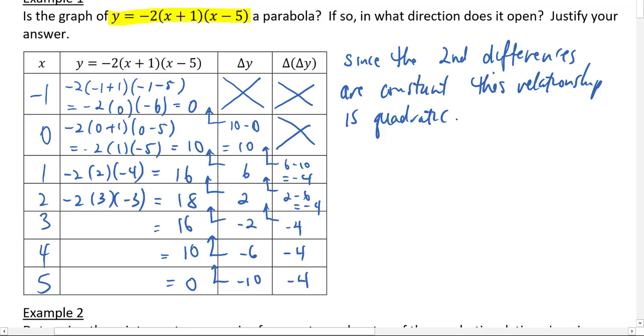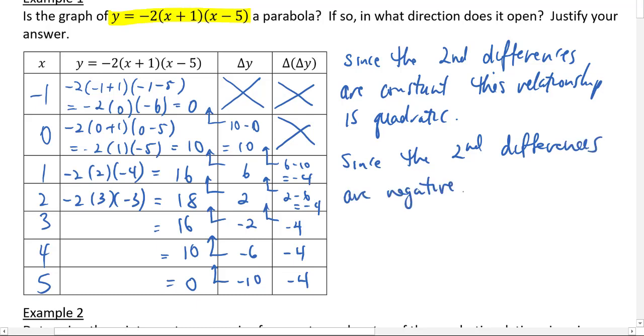What about the direction of opening? So we've talked about this before. Since the second differences are negative, the parabola opens down. Negative, frowny face.